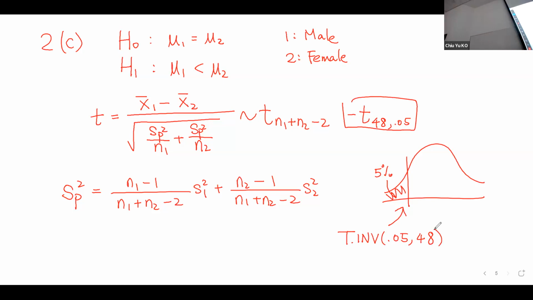Once you calculate this guy, you compare your calculation with this number. If the test statistic is less than the critical value, then you reject. That would be the thing you will be doing. Or you can calculate the p-value. The p-value in Excel will be t dist of this. You calculate this t, put it here, put 48.